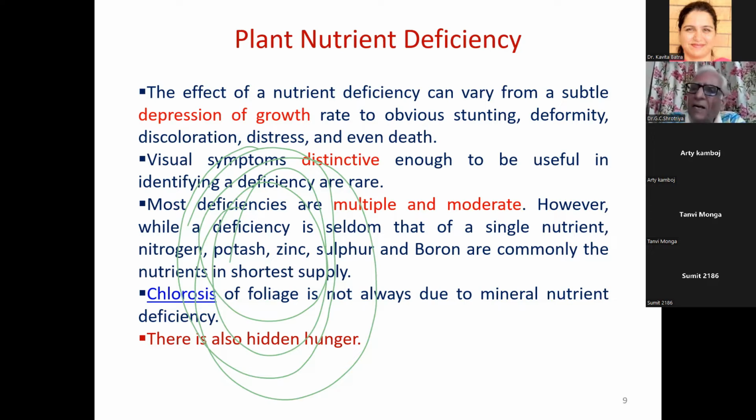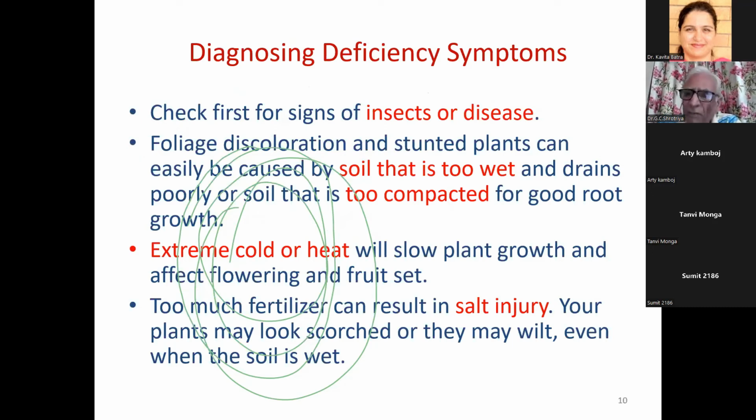And sometimes there are hidden hungers. The plant is not showing any deficiency symptoms on leaves, but stunted growth and other symptoms are there, while on the leaf it may not show. So we have to understand that also. So this is what plant nutrient deficiency is on the plants.